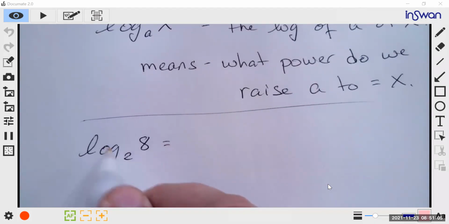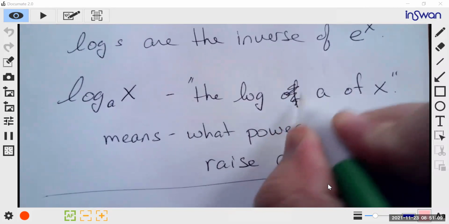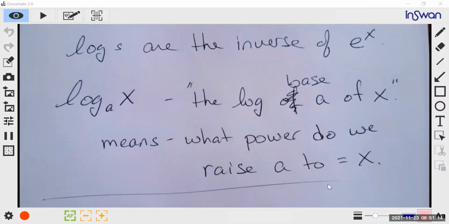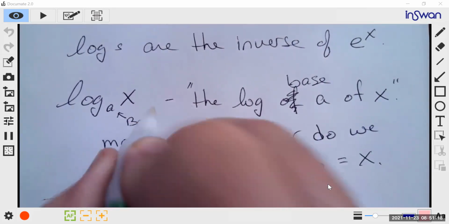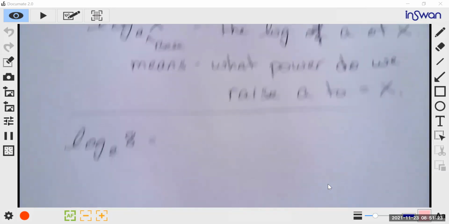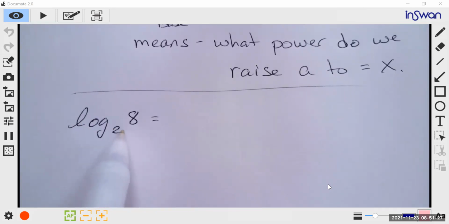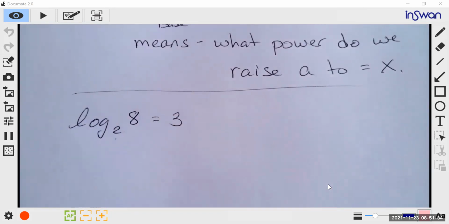How about this one? Log base a, that's what it means. This is your base. So log base 2 of 8. What power do we have to raise 2 to equal 8? Two times 2 times 2 is 8, so it's 3.